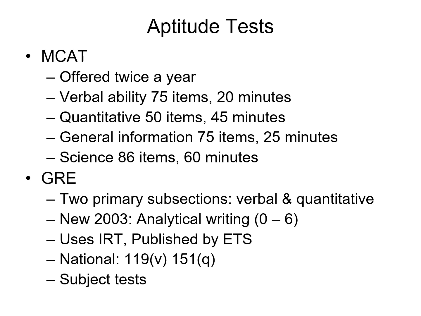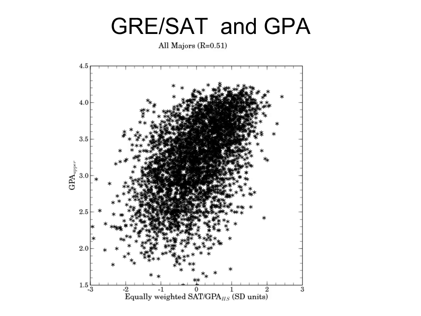It is also published by ETS, which, by the way, is the same company that provides the SAT to get into undergrad. The national average here is 119 on verbal and 151 on quantitative. There are subject tests of the GRE as well. So you can take the GRE subject test in psychology, sociology, history, etc.